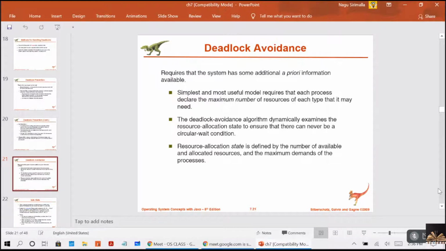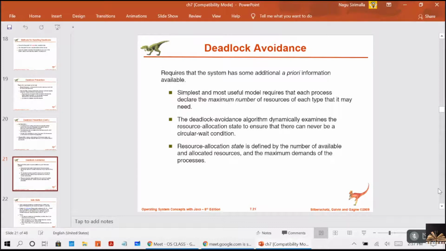What resources it needs and for how long, all has to be informed to the operating system. So it requires that the system has some additional a priori information available. That means the operating system should know what resources are available in the system and the number of instances, and it should make a note of that. Whenever any process is requesting, the operating system will note which resource is allocated to which process. All that information will be available with the operating system for deadlock avoidance.